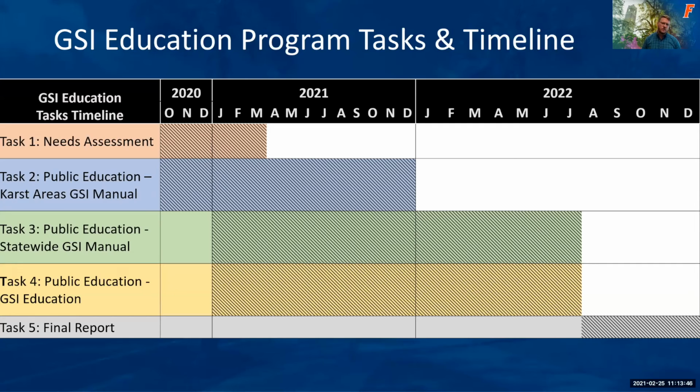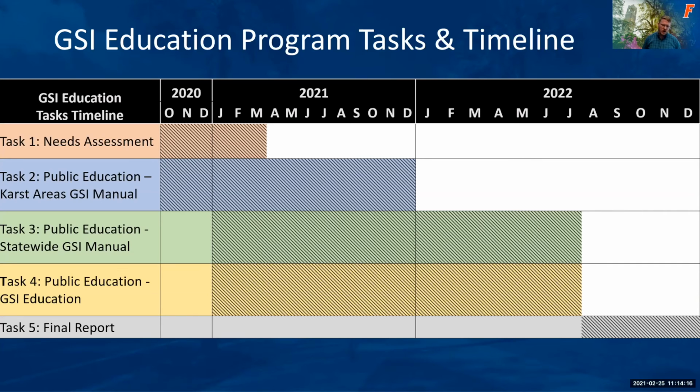So the first thing that we're focusing on is doing a needs assessment and evaluating what resources are available to the professionals or the technical audience out there, the people who are making decisions. What resources do they need? And so this involves looking at what manuals or educational resources are available from around the state, but also looking beyond Florida at some of the resources that are available from outside the state.